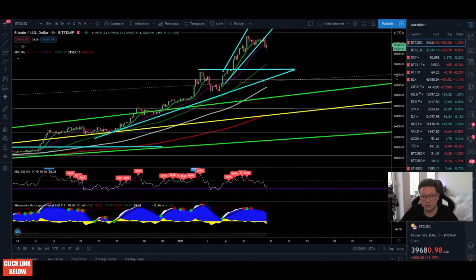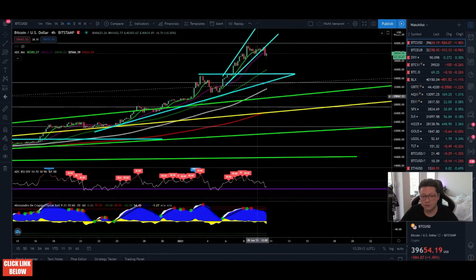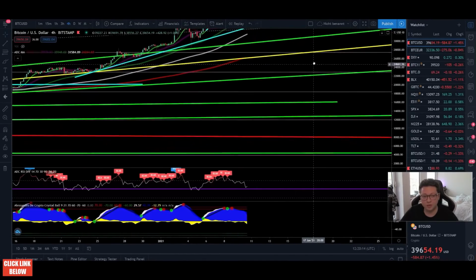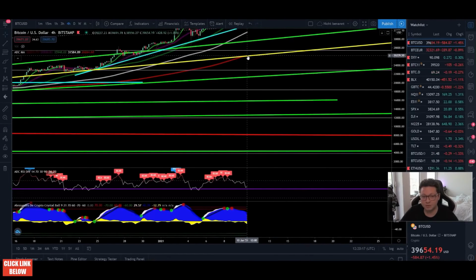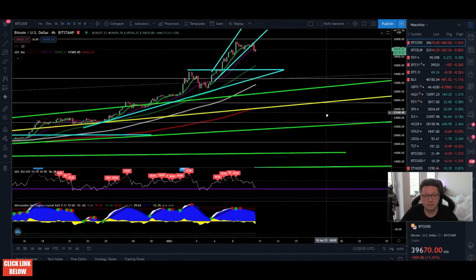Because if we are turning here in the 4-hour into a bear trend, so if we're starting to close 4-hour candles below the 200 moving average, so below $26,000, we could be in a bigger correction which could take us at least towards 20k, potentially even towards $18,000, where the 20 weekly moving average is lining up right now.